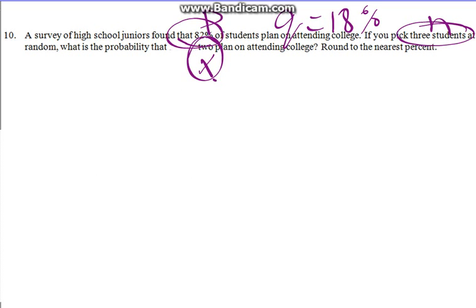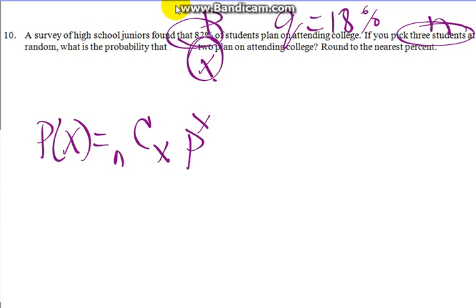So now we've got all of those. Now we're going to plug them into our formula. So we know that P of X is equal to nCx times p to the X power times q to the n minus X power. So when we plug these numbers in, we'll get our answer.